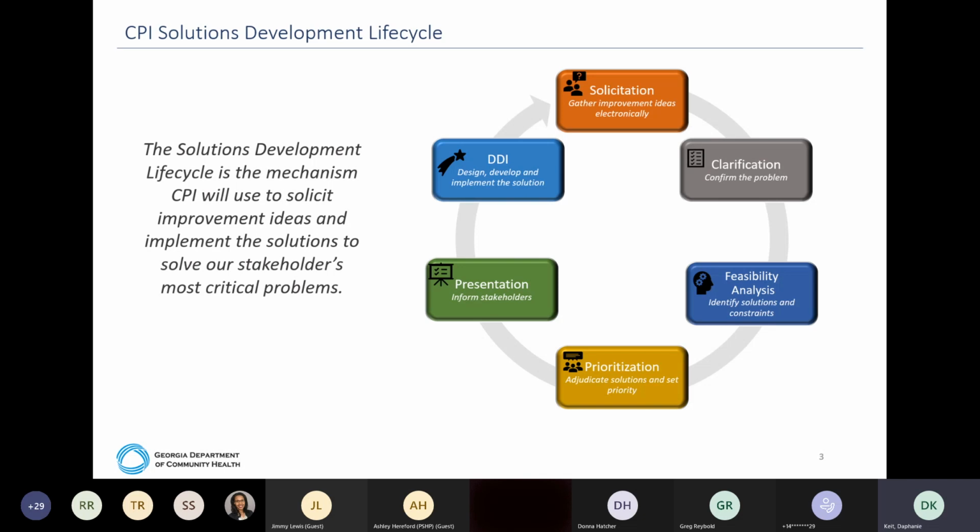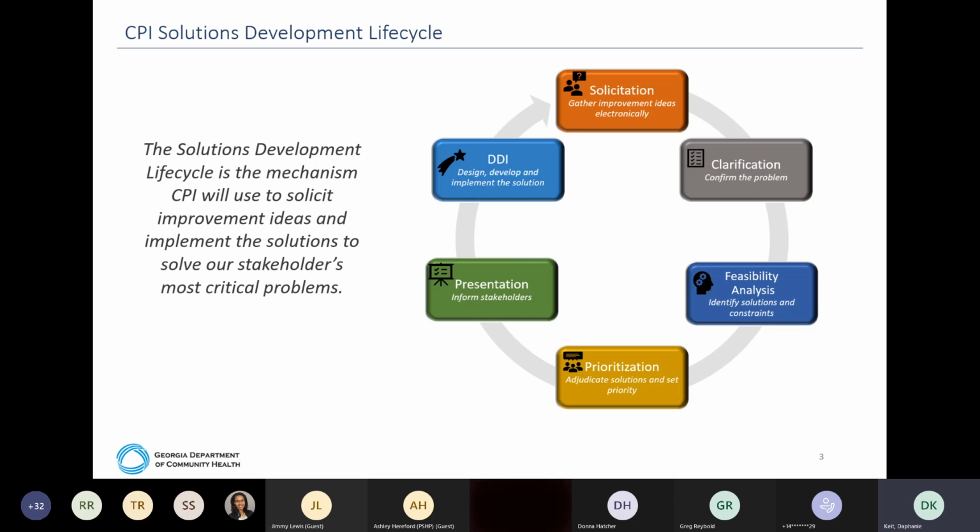This slide here just lists out our development life cycle, listing out solicitation, which is just the process that we've been using for CPI for people to submit in potential ideas for improvement. Clarification, which is the process we use once we get into the actual work groups to talk through some of those ideas, make certain that everyone understands what the problem is, and then we start looking at potential solutions to solve those problems in feasibility analysis.